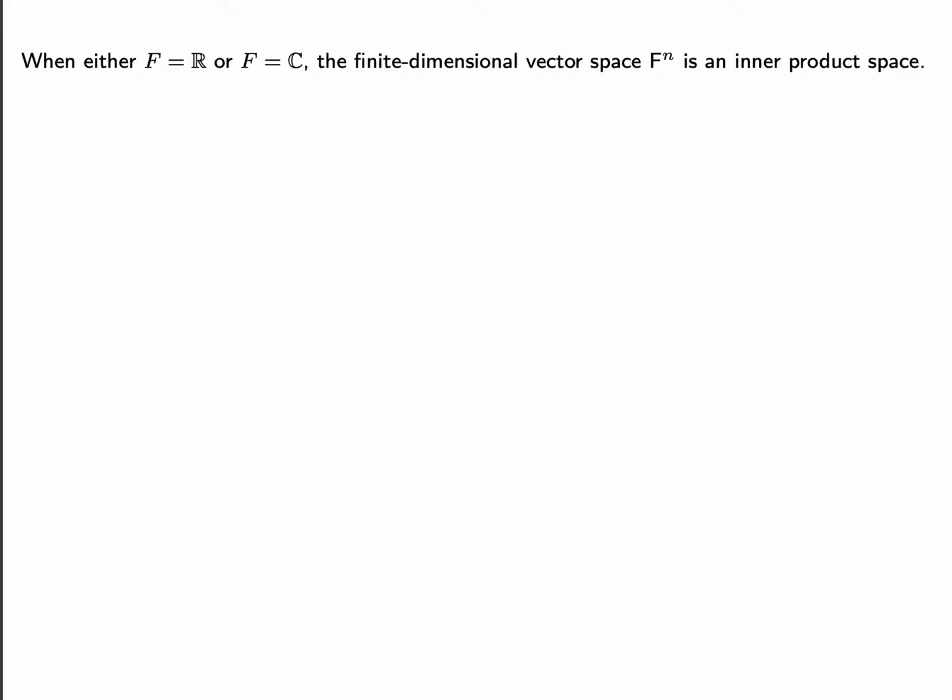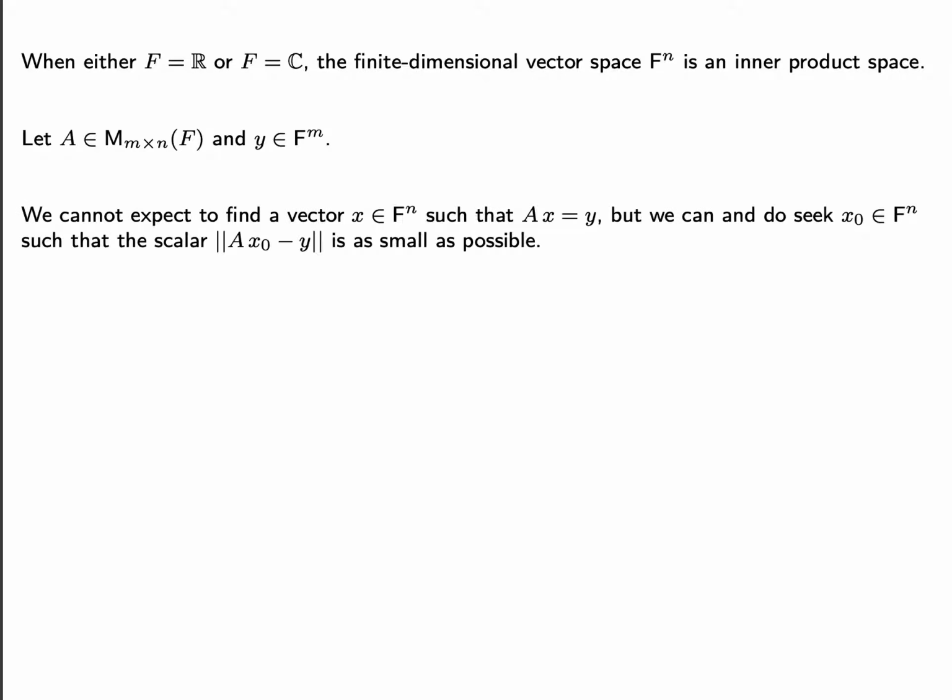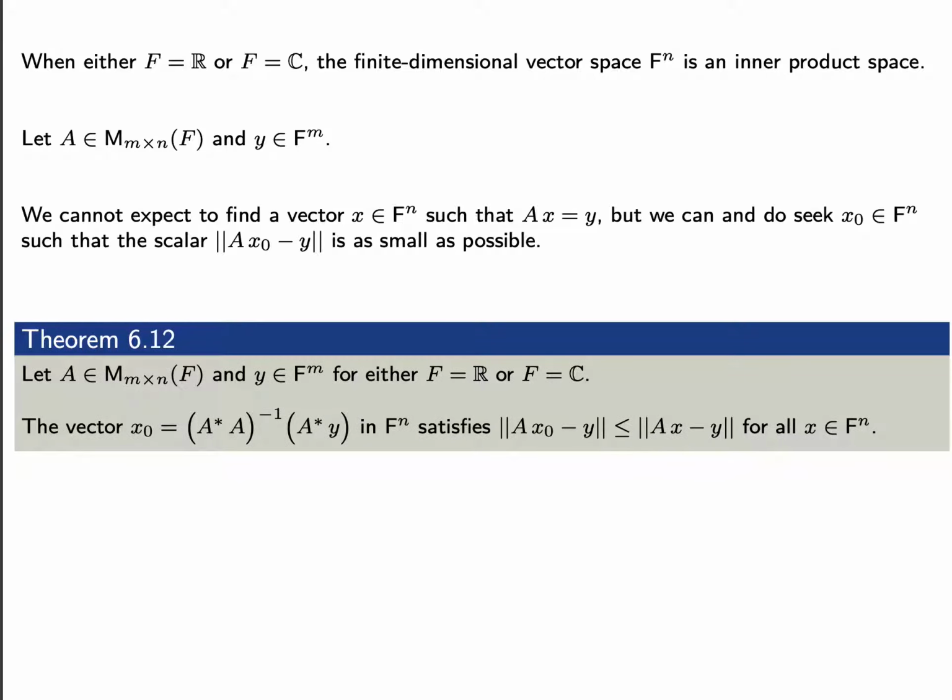When F is either the real numbers or the complex numbers, our finite dimensional vector space F to the n is an inner product space with respect to the standard inner product. Let's say that A is an m by n matrix and y is an m-dimensional vector. We cannot expect to find a vector x such that A times x equals y, but we can and do seek a vector x0 such that the norm of the vector A x0 minus y is as small as possible. Indeed, that vector is given by (A star A) inverse times A star y.